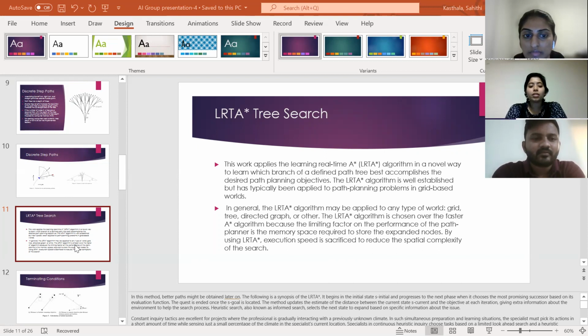In constant inquiry tracks, the search ends once the goal is located. The method updates its estimation of the distance between the current state and the objective at each iteration, giving extra information about the environment. In a short amount of time, while sensing just a small percentage of the environment around the current location, the heuristic search continuously chooses actions based on the limited look-ahead search and the heuristic. And the next slide.